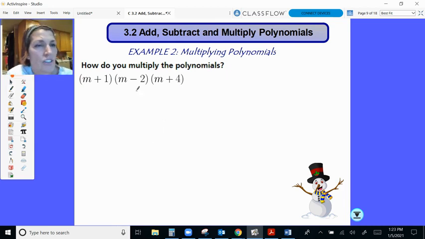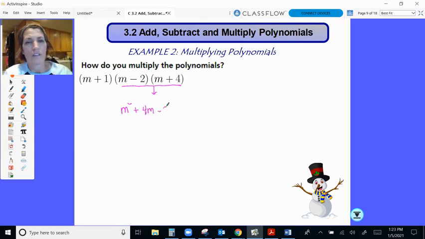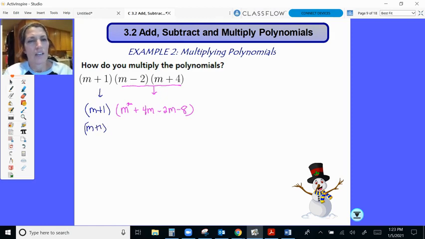Okay, I kind of like to start from the right-hand side over here and multiply these together. And so this will give me m squared plus 4m minus 2m minus 8. It's a squared term here. Then I always make sure I have my other guy here tagging along, m plus 1. Now I'm going to simplify this, which will be m squared plus 2m minus 8.